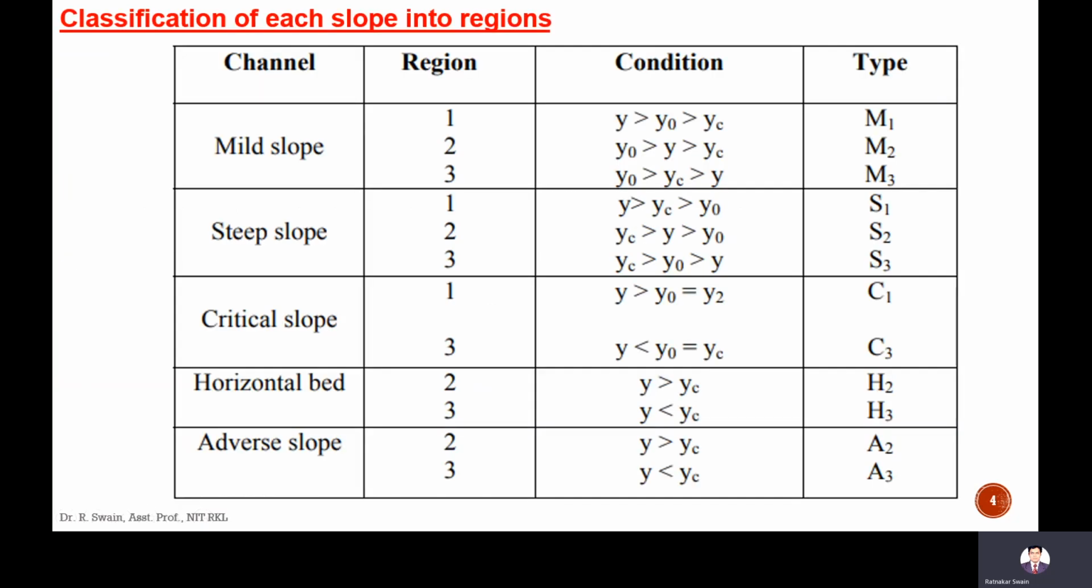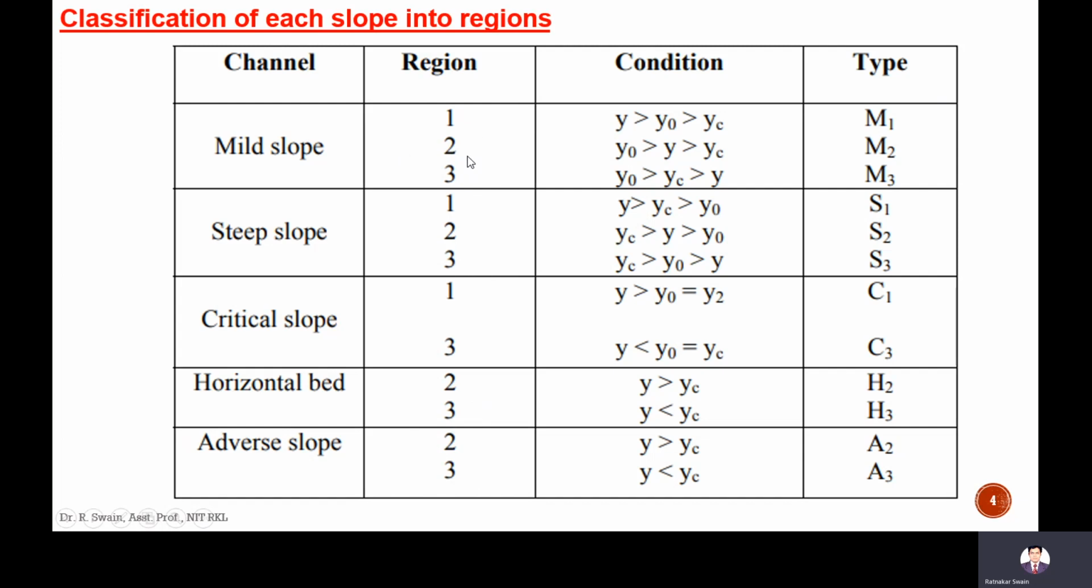So each slope we classified into different regions: region 1, region 2, region 3. Steep slope and mild slope have regions 1, 2 and 3. In critical slope there will be region 1 and region 3, and in the horizontal and adverse slopes there will be region 2 and region 3.